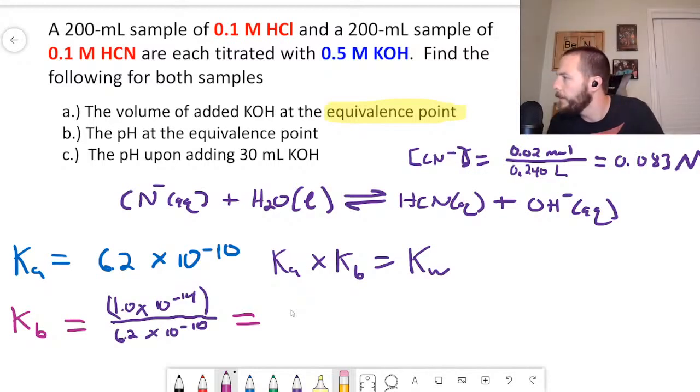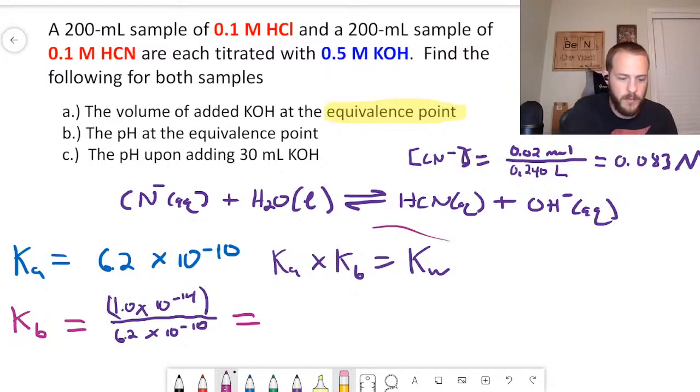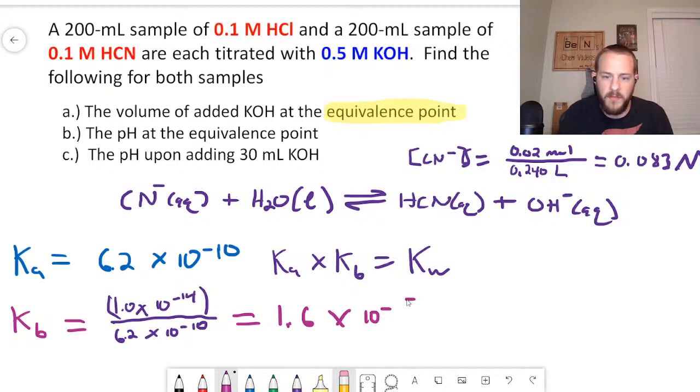Okay, what do we got? Oh, that's a small number. I'm going to have to put this in scientific notation. What I got for Kb is 1.6 times 10 to the minus 5. That doesn't look good, my power is bigger than my 10 here. Minus 5. Okay, 1.6 times 10 to the minus 5.